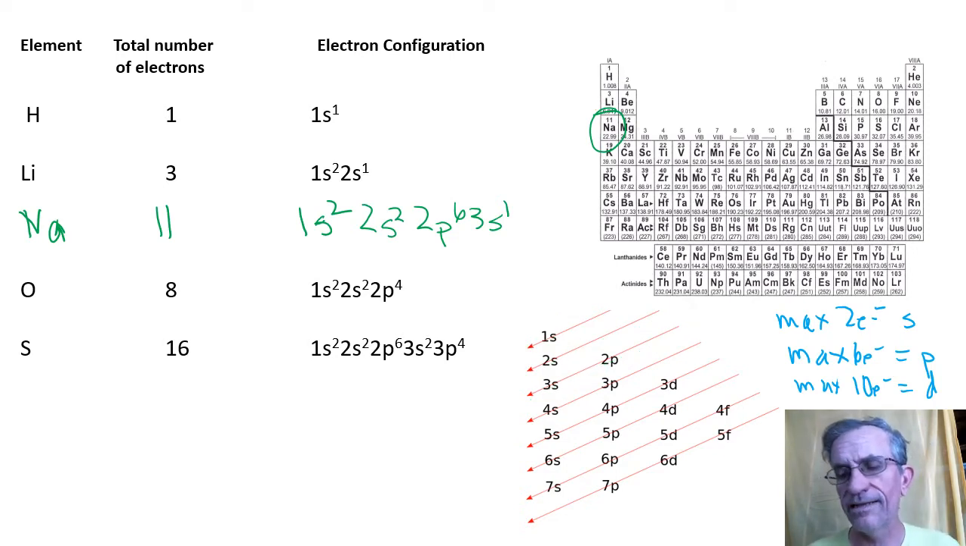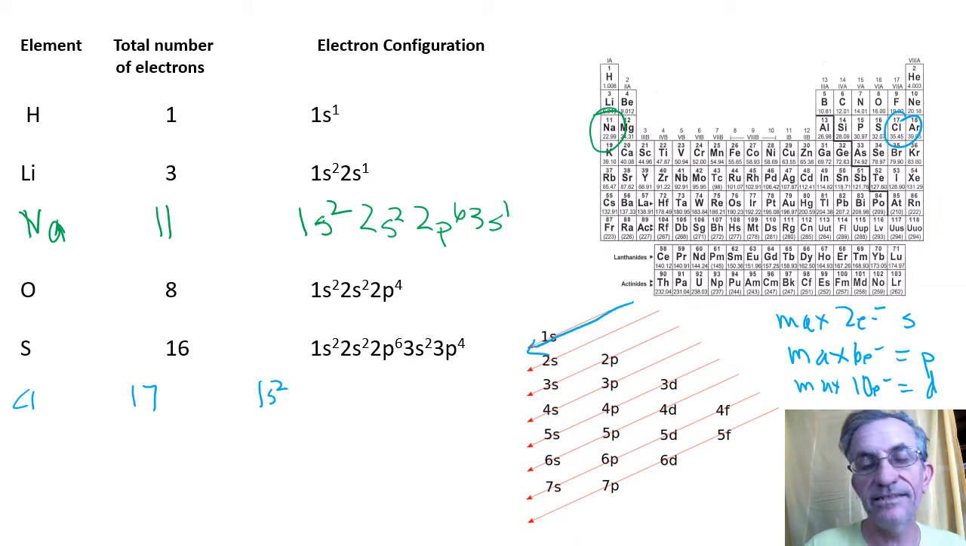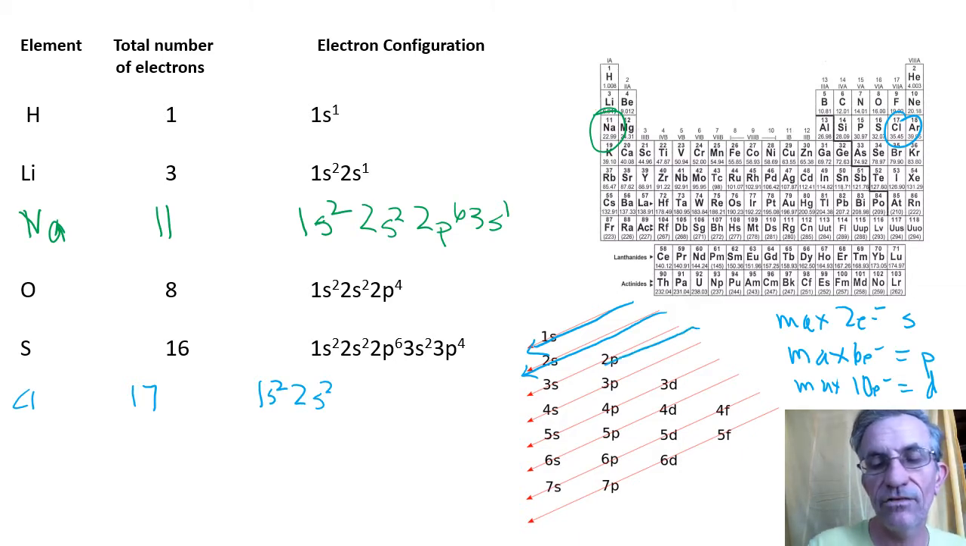I'm going to do one more and then I'm going to get you to practice this a little bit. Let me show you one more. Let's do chlorine. What the heck? Chlorine, element number 17. We're going to put in 17 this time. Same pattern. You just go to 17. 1s is always where you start. 1s2. After 1s, 2s. S's go to 2. 2s2. After 2s, we go to 2p.